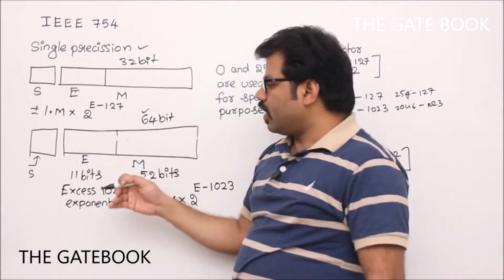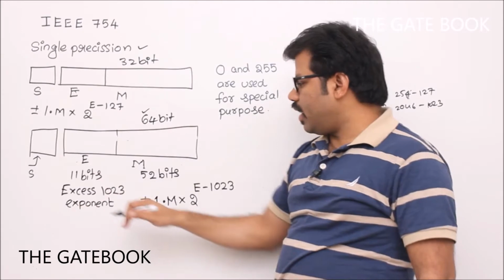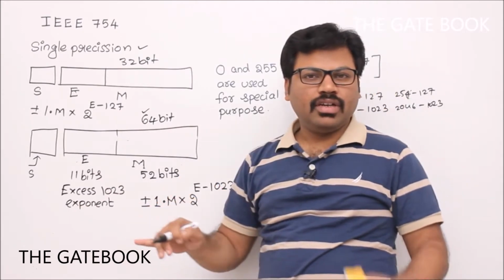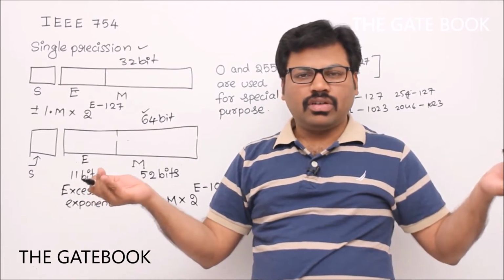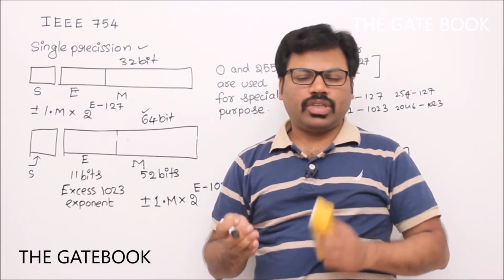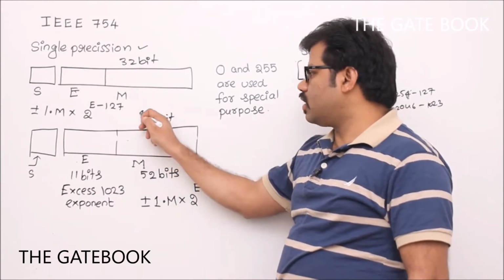So we know one thing, when we have more number of bits in exponent and mantissa, what is going to happen? Scaling factor will be improved. That means range will be improved. Next one, accuracy will be improved. That means precision will be improved, correct? So that is what we are going to get using 64-bit.